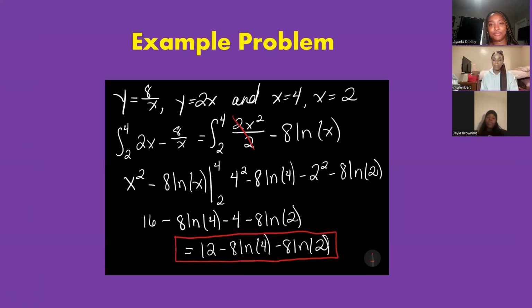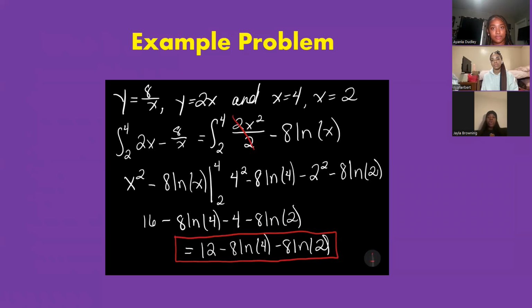Here's an example problem. y equals 8 over x and y equals 2x. x equals 4 and x equals 2. The first thing you want to do is find out which function is larger. Always remember f of x minus g of x. In this case, it could be vice versa. It really doesn't matter. Just always remember bigger function minus smaller function.